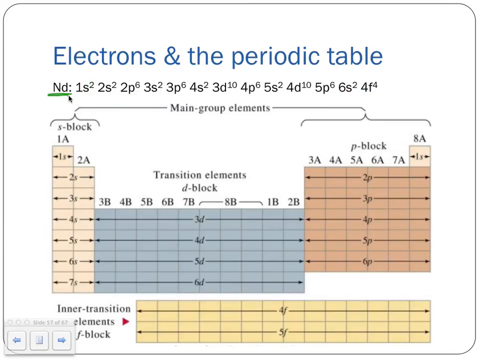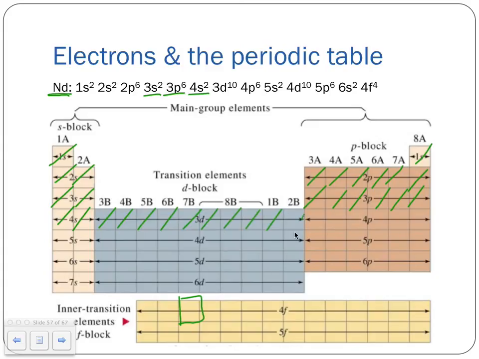Neodymium, Nd. So neodymium, if you look at your periodic table, is way down at the bottom. It's element number 60. And so 60 electrons, we're going to fill them from low to high. First two are in the 1s, so 1s2, 2s2, then 1, 2, 3, 4, 5, 6, 2p6, 3s2, 1, 2, 3, 4, 5, 6, 3p6, 1, 2, 4s2, then we go to the 3d.